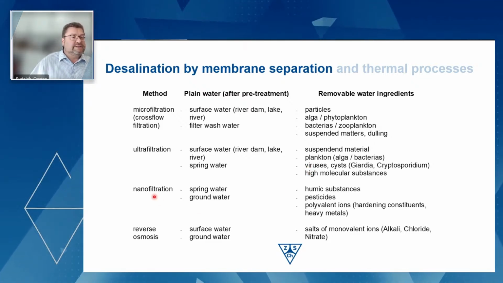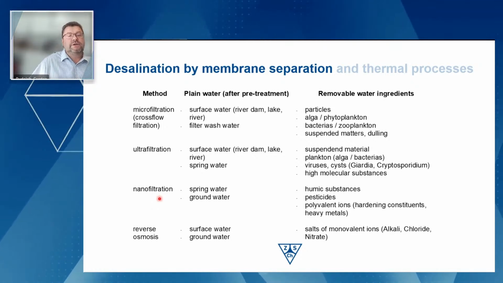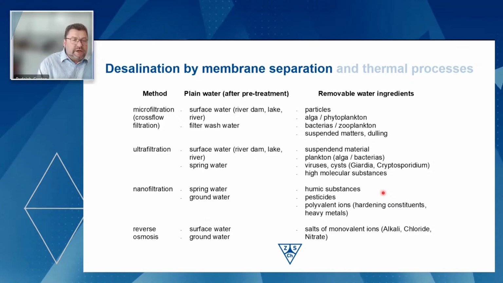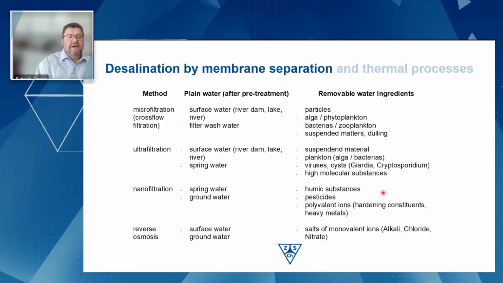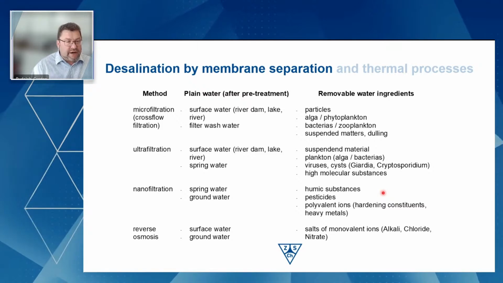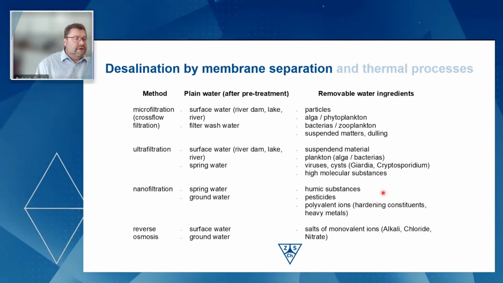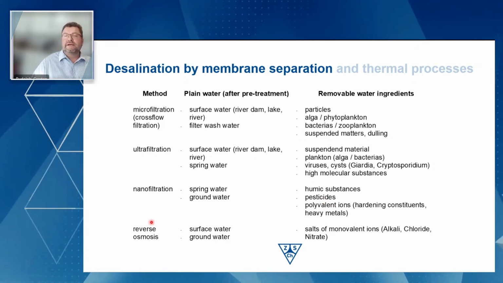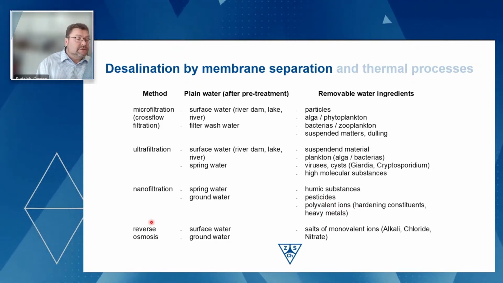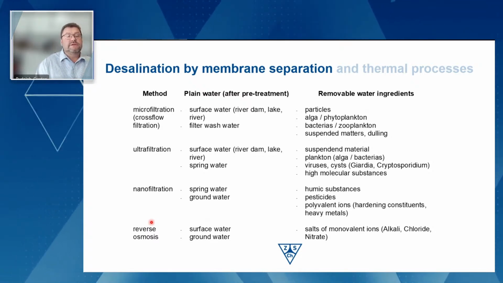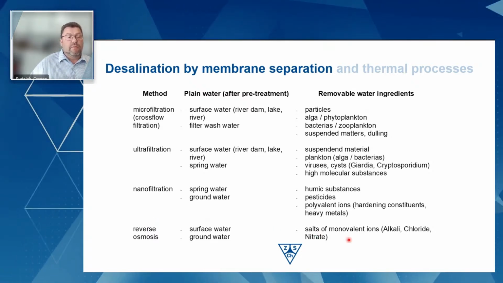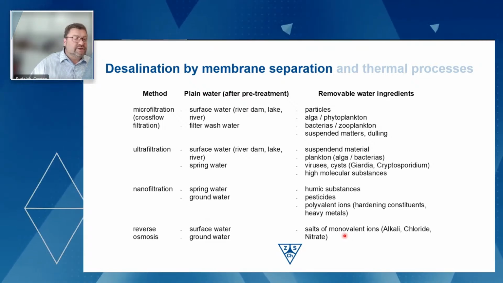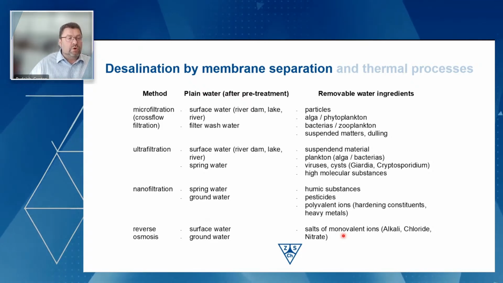The next finer step is nanofiltration, and in nanofiltration, the humic substances, pesticides, and also the first polyvalent ions can be separated from the water. The last step is reverse osmosis, and with reverse osmosis, even the salts of monovalent ions like alkali or chloride or nitrates can be removed from the water.